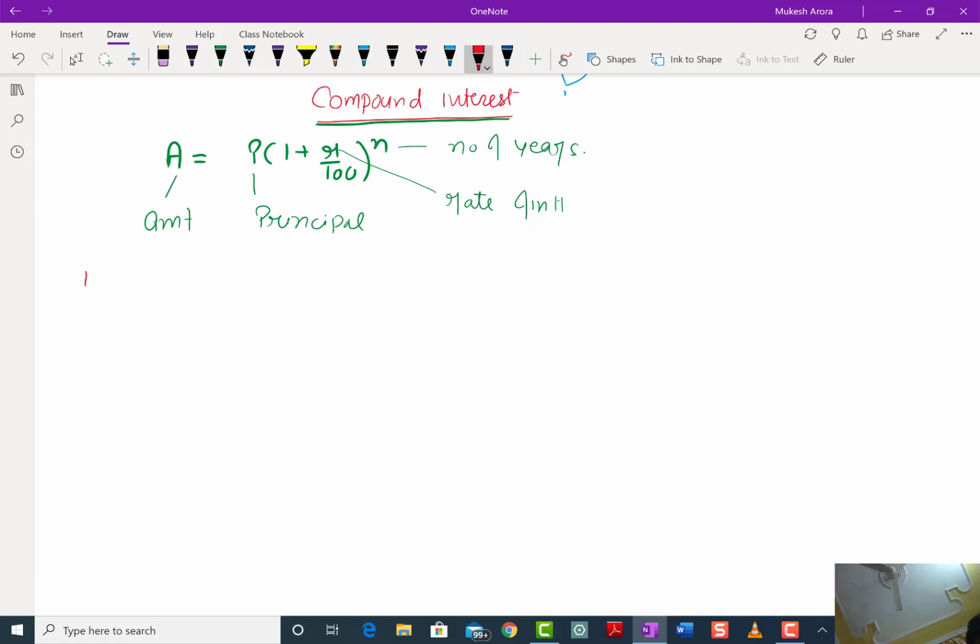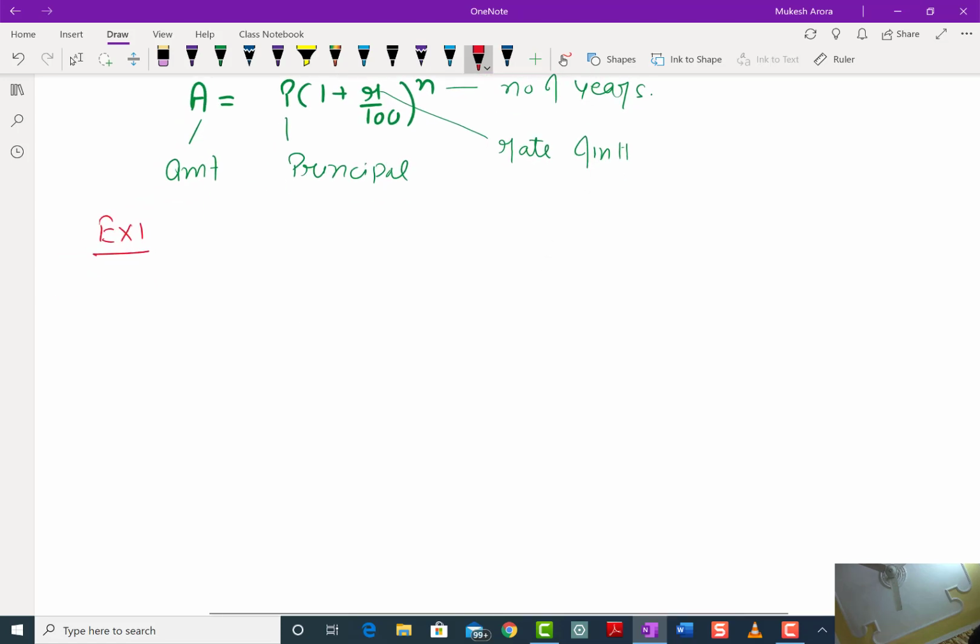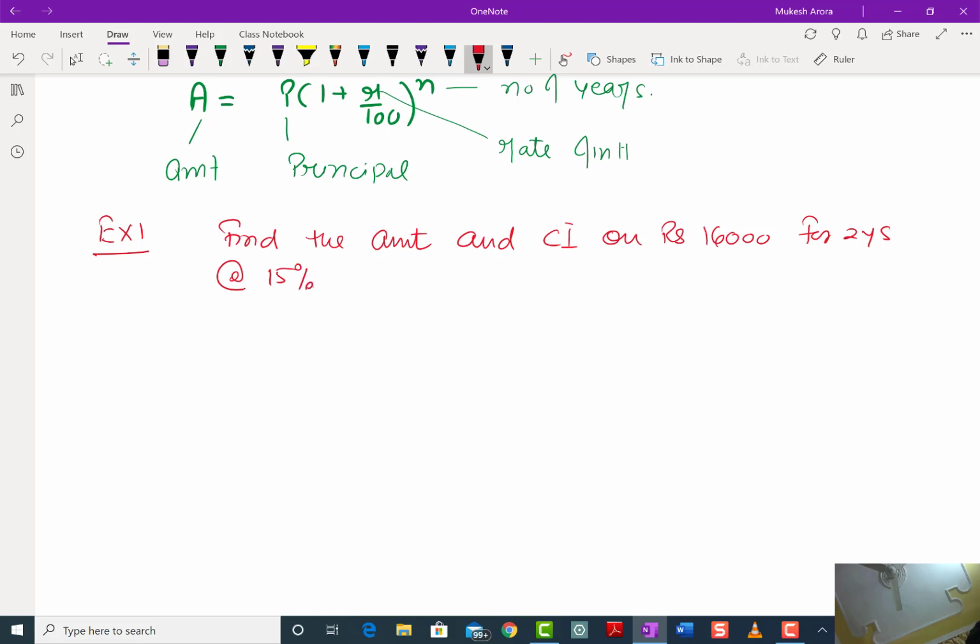So the first question is: find the amount and compound interest on rupees 16,000 for 2 years at the rate of 15% per annum, interest being compounded yearly.